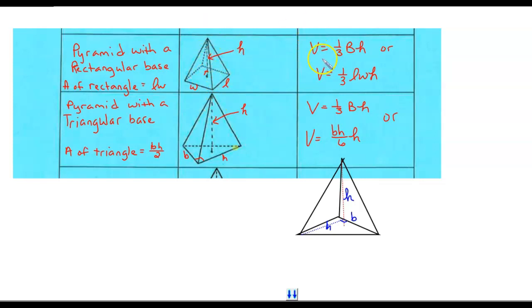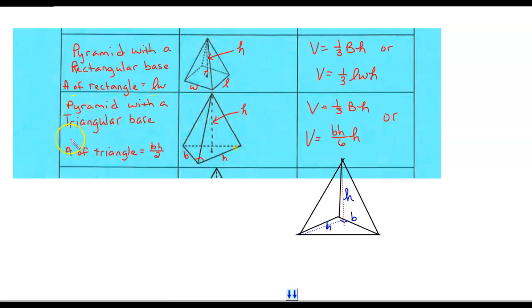The formula for finding the volume of a rectangular based pyramid is 1/3 times the area of the base times the height, or you can simply do volume is 1/3 length times width times height.